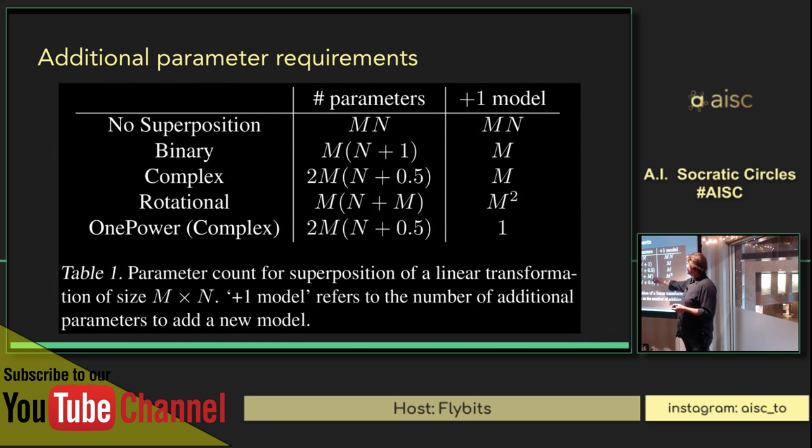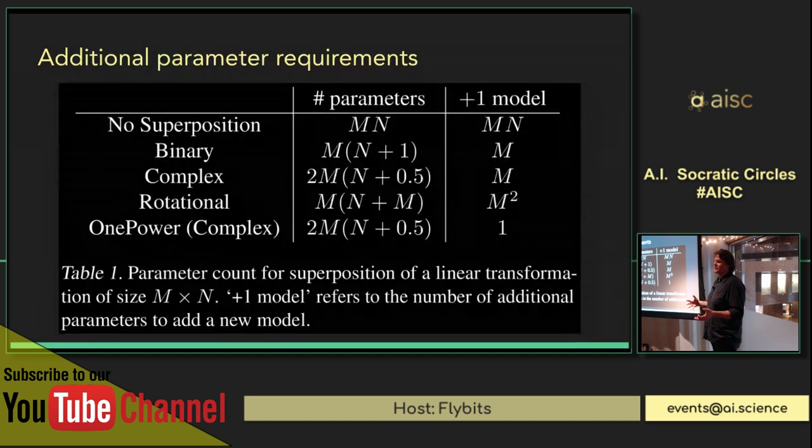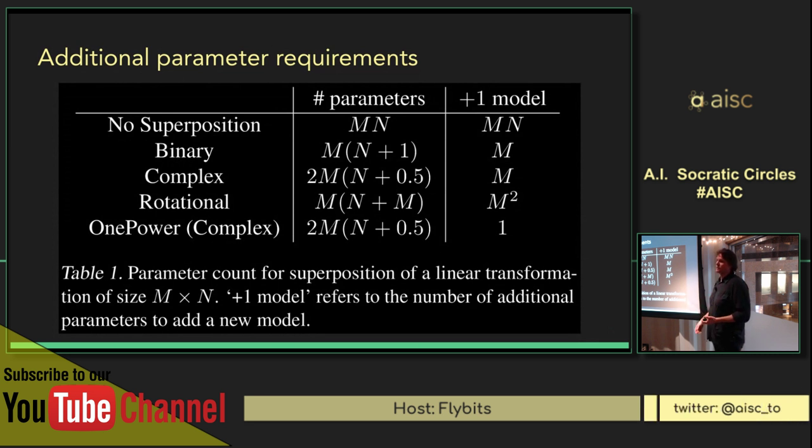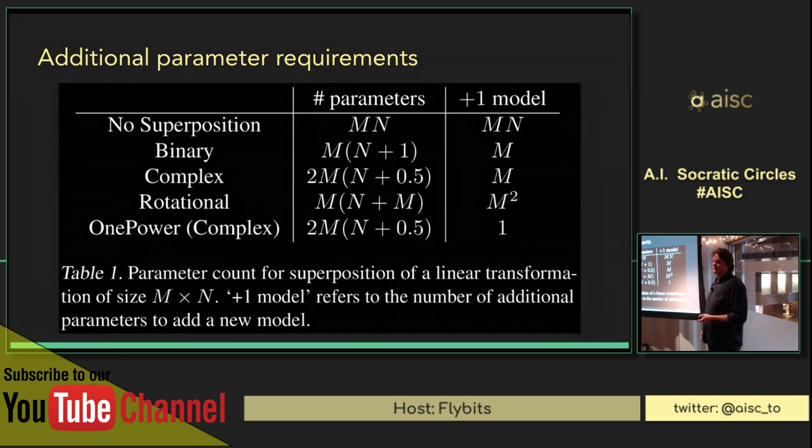The rotational matrices are the most expensive. Each new model is M squared, which I have to admit, why? Because now you potentially increase it. The idea was to exploit what you have for parameters. Now you're adding a whole lot more. But I'm going to assume that the reason you would want to use something with so many extra parameters is because it's a very complicated, very fancy kind of task or set of tasks, and you want to have that full expressivity. The one power is the least expensive one. Each new model is just one scalar value. That's it. It's just whatever k is. So that's the cheapest one.